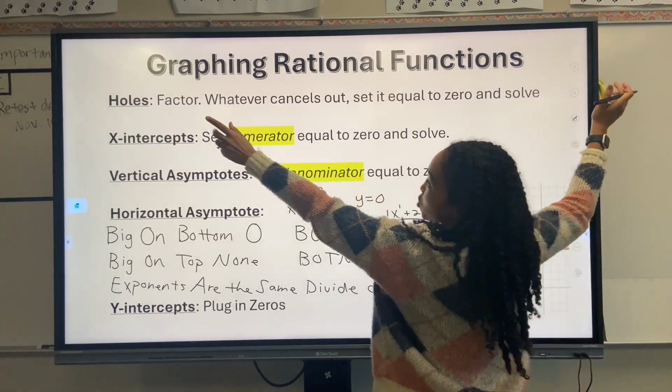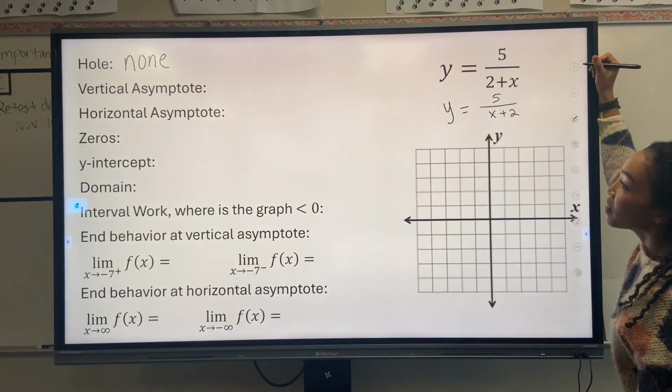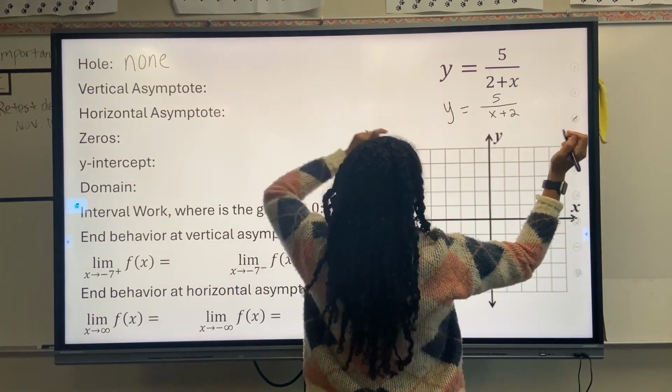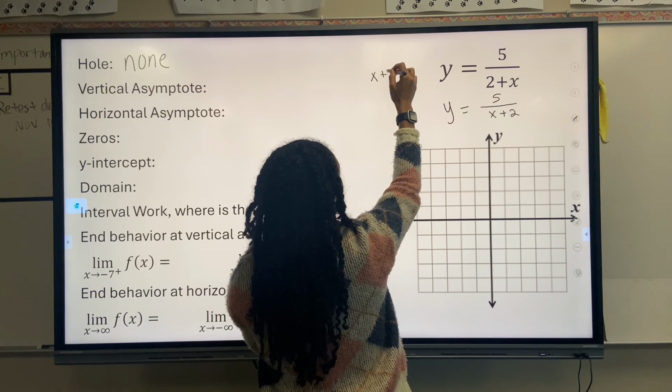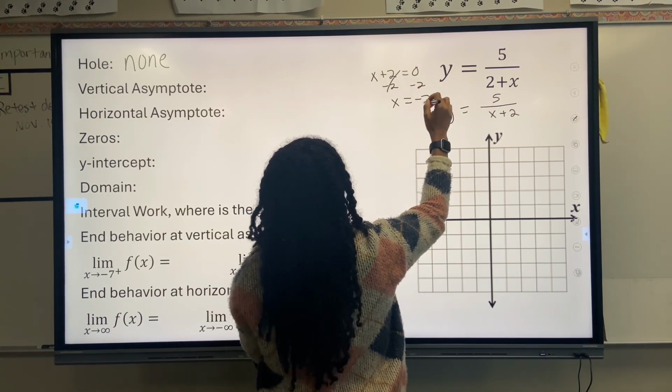Remember, to find your holes, you have to factor. Whatever cancels out, that's how you find your hole. Well, nothing cancels out here, so there's no holes. To find the vertical asymptote, you set the denominator equal to 0. So if you set x plus 2 equal to 0 and solve, you'll get x is negative 2.